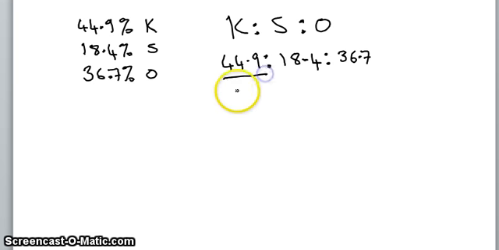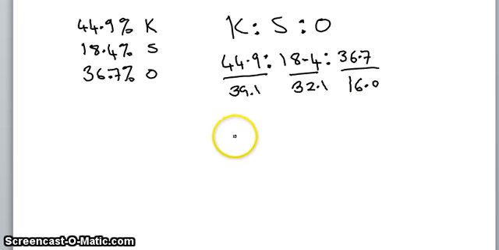Right, so potassium is divided by 39.1, the sulfur is divided by 32.1, and this is divided by 16.0. And the figures we get for that are 1.14 to 0.57 to 2.29.